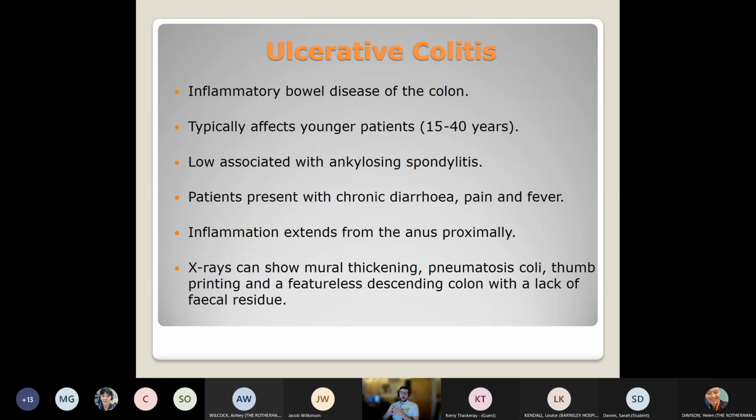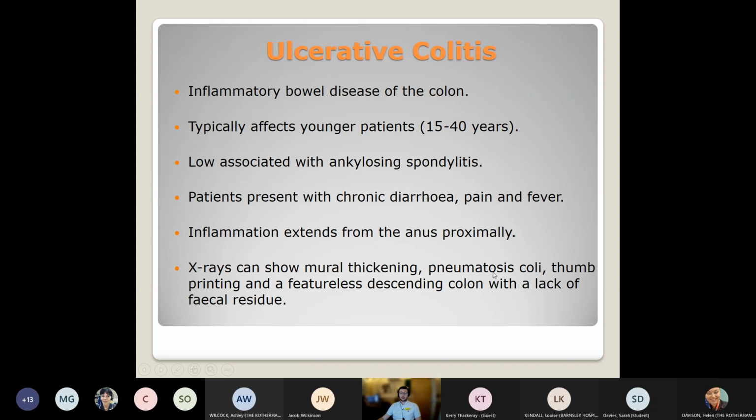Patients often present with diarrhea and severe abdominal pain. Sometimes they'll have a fever associated as well. Typically on X-ray, we're looking for thickening of the bowel wall, this mural thickening. And as that progresses, you start getting ulcerations in the bowel wall. Sometimes you can get perforation, but you can also get air trapped within the bowel wall itself, something called pneumatosis or pneumatosis coli.